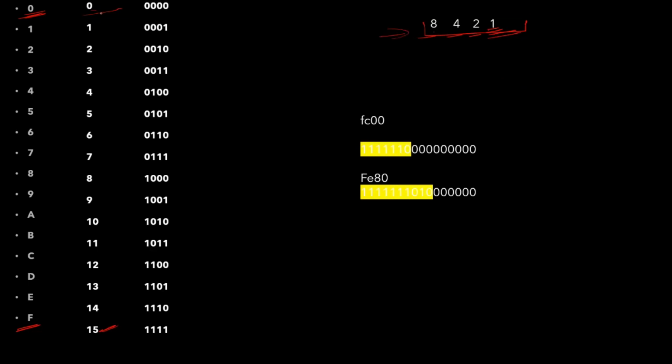Now if you count this, for 0 that will be 0 0 0 0. For 1 it will be 0 0 0 1. For 2 it will be 0 0 1 0. The same thing applies here for all the digits like 3, 4, and so on, for all the digits that we have. So this is how we can convert a hexadecimal digit into a binary digit. So for 2, it will be 0 0 1 0.